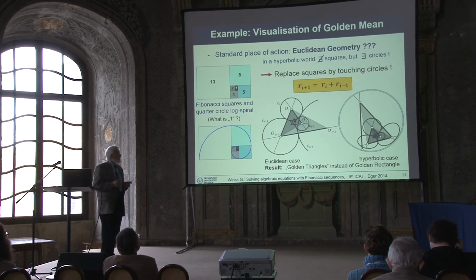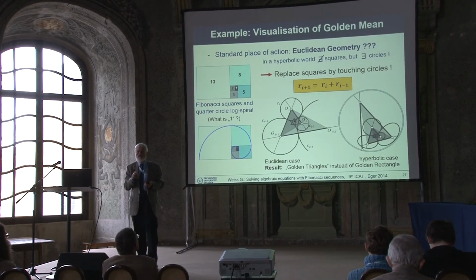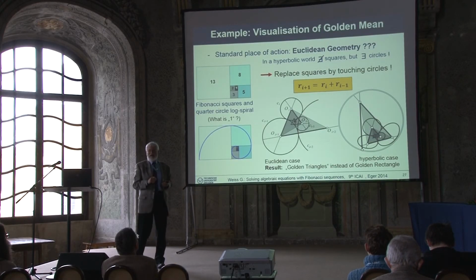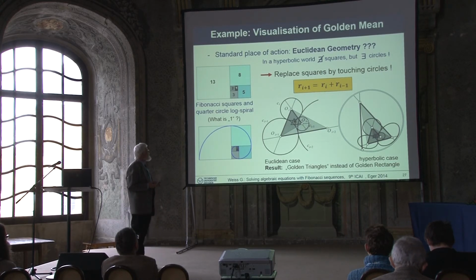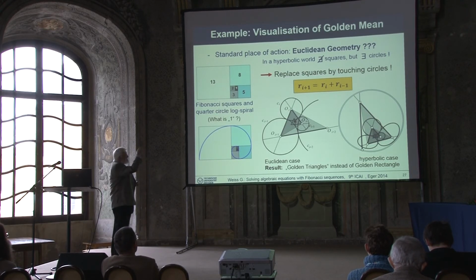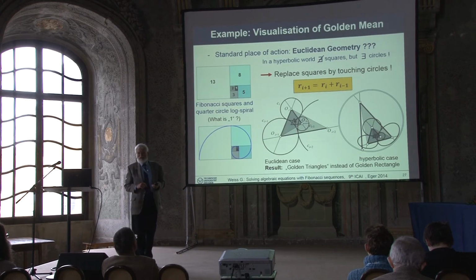So, what about the squares? The squares are a concept in Euclidean and affine geometry. If you make some hard things, you can have squares in, let's say, Euclidean geometry. But if you live in a hyperbolic geometry, you don't have squares, you don't have similarities, but you still have Fibonacci numbers and the golden mean. So how to visualize it there? You see, adding squares is not a good idea there.